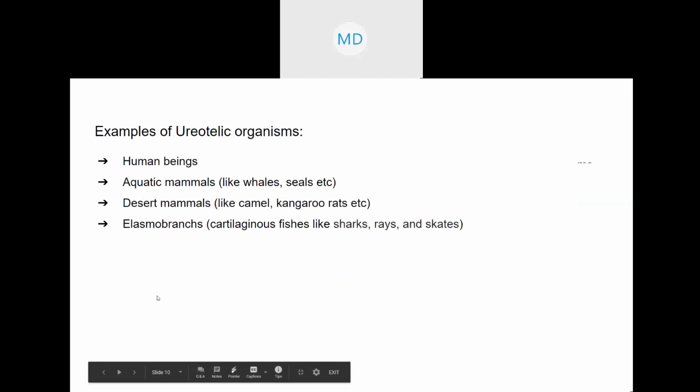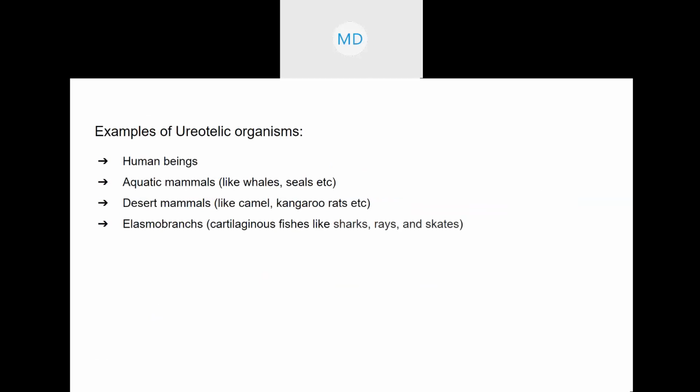So examples are terrestrial organisms. What are the terrestrial organisms? Mainly human beings. Then there are aquatic mammals, meaning whales and seals. The exception is there. Normally all the aquatic organisms are ammonotelic, but there are exceptions in the aquatic mammals. Those are whales, seals, etc.